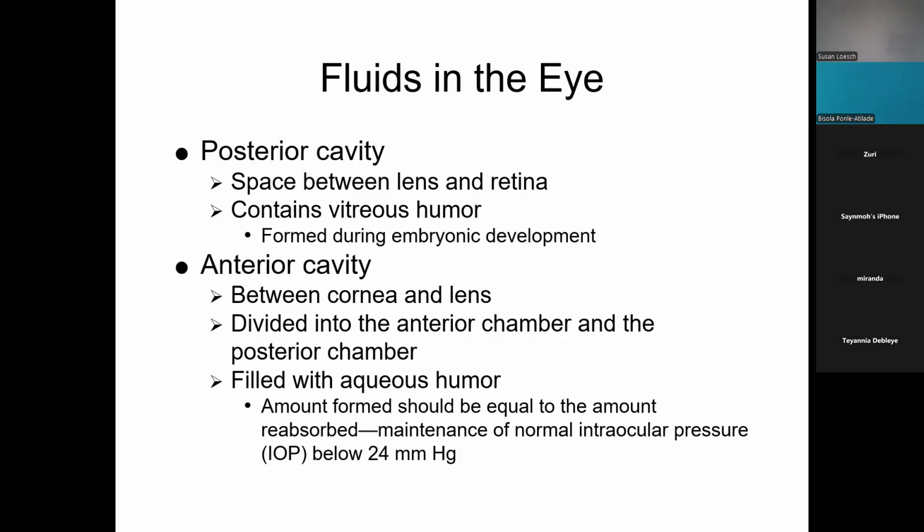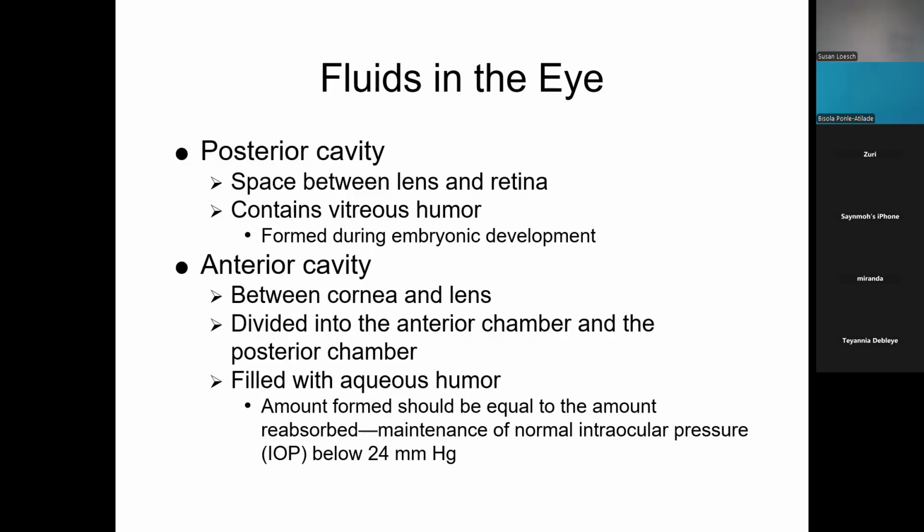To maintain the intraocular pressure in the eye, we would like to keep the range between 12 and 20, with the average being 15. The aqueous humor that's formed has to equal the amount of fluid reabsorbed. We have to keep it below 24, and it's typically higher in the morning. Normal pressure maintains the shape of the eye.